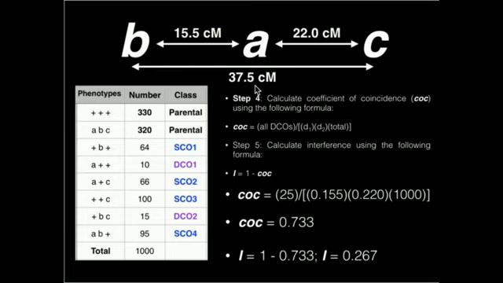Step 4, this is just a calculation. I'm going to calculate the coefficient of coincidence. It's going to use this formula. I'm going to add up all the double crossovers, which is going to be 25 in this case. I'm going to divide first by the first distance.